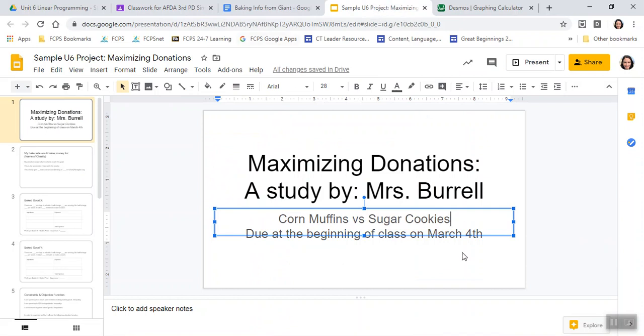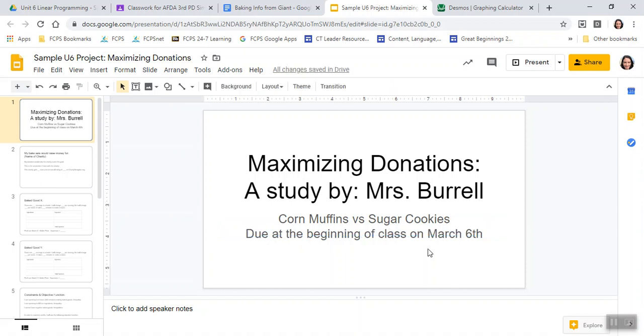Okay, it says it was due on March 4th, which is today, but it's not. It was due on March 6th, so you can change that too.